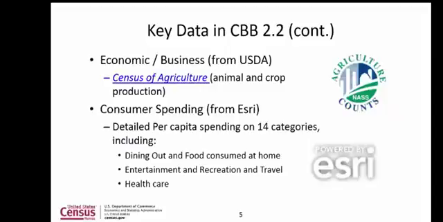So we also have in the Census Business Builder 2.2 edition, the Census of Agriculture. So that's data on animal and crop production. That data is actually collected by the USDA. We used to collect this data, but the USDA took it over in the 90s. And then we finally have consumer spending data from ESRI. And what's really cool about this is it includes up to 14 categories. So it's not just consumer spending, but it's at a specific level, such as dining out, entertainment and recreational travel, and healthcare. And that's also updated annually.